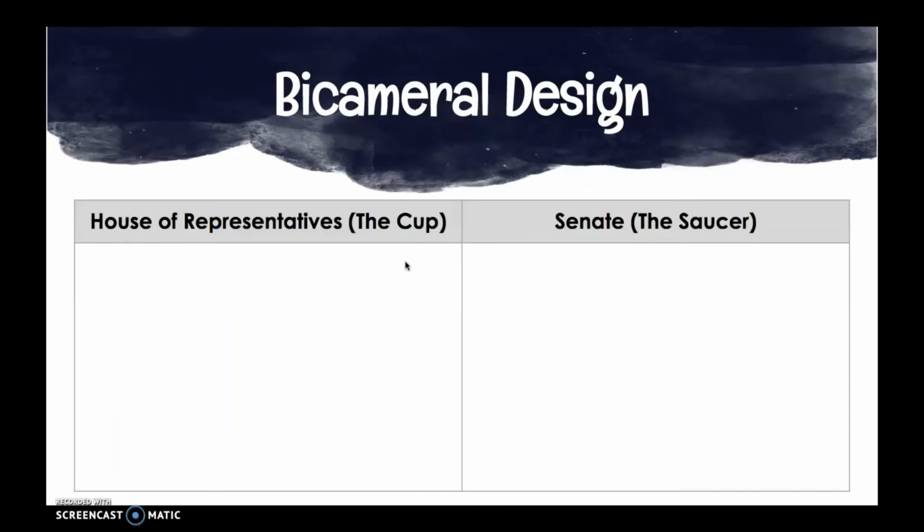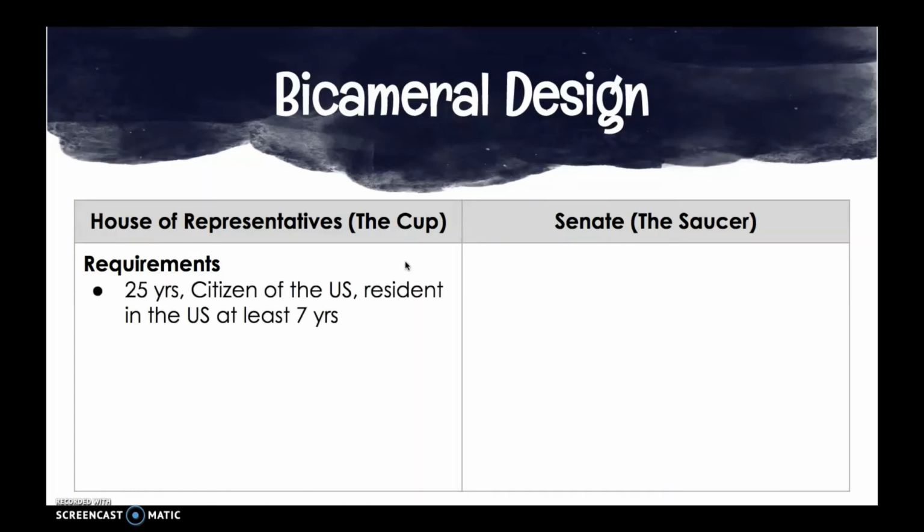Now, I also want to talk about requirements for both the House and Senate. Requirements for the House are a little bit different. You can be a little bit younger, 25 years old. You have to be a citizen of the United States for the last 7 years. You do not have to live in your district if you are a member of the House of Representatives. So you can live outside of that small geographic area that you represent.